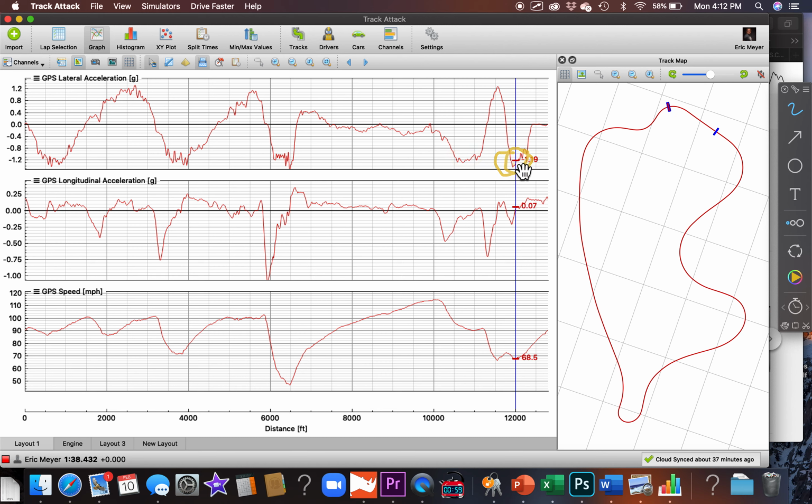There's the corner right there. Look at that. Really coming off that corner. 1.4 right there. Do you see that? Really coming onto that front straight. That's a lot of grip. That's neat stuff. By the way, this will be on the test.